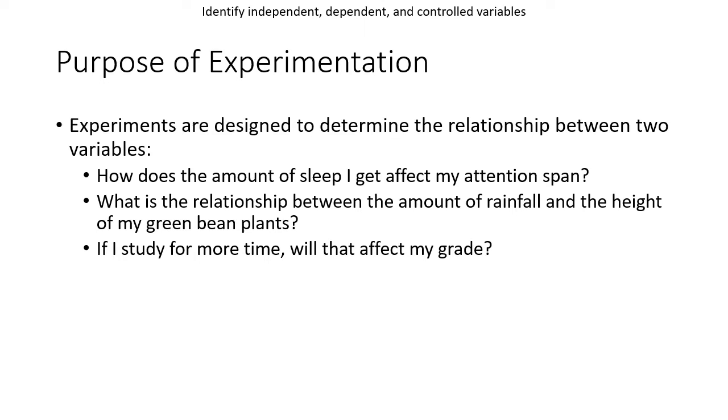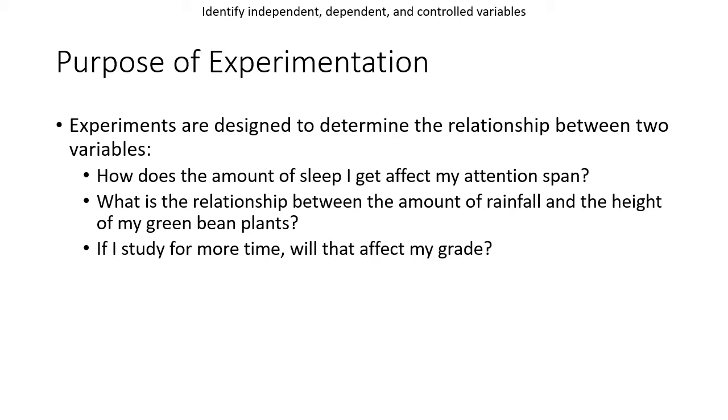two things. So for example, the first question, how does the amount of sleep I get affect my attention span? So notice that's asking about two different variables. A, the amount of sleep you get, which you could measure, say, in hours, and B, your attention span, meaning how long you can pay attention to a particular lesson or whatever it is you might be trying to pay attention to. Again, two variables.